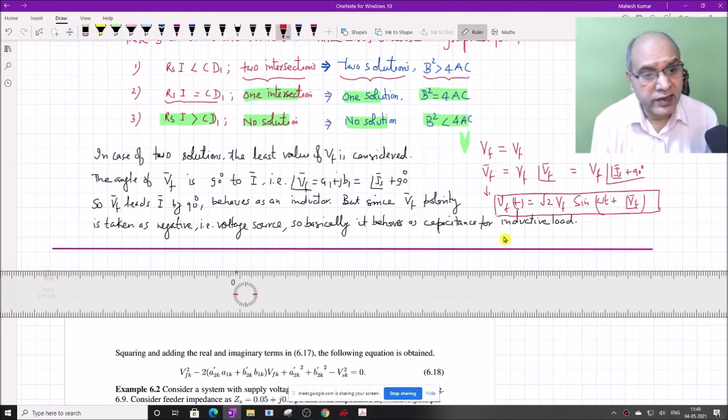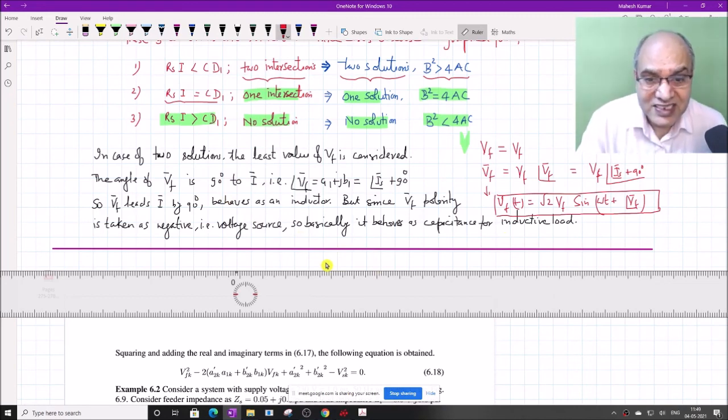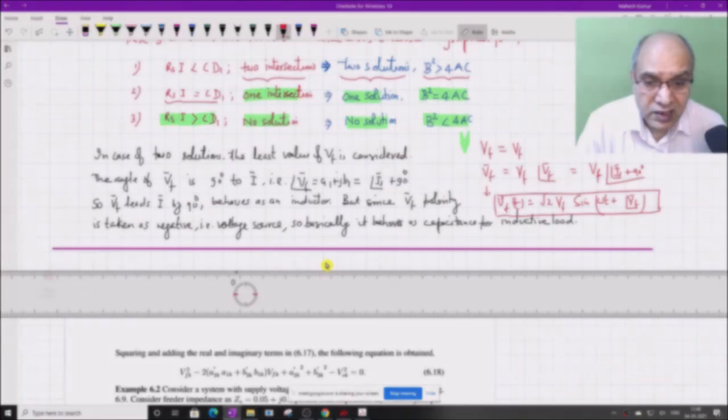Okay. In the next class, I will take an example of this concept and I will describe the transient operation of the DVR. What we have been discussing is the steady state solution. But in case of transient, in the real time domain, how this scheme is implemented, that we will discuss in the next class.